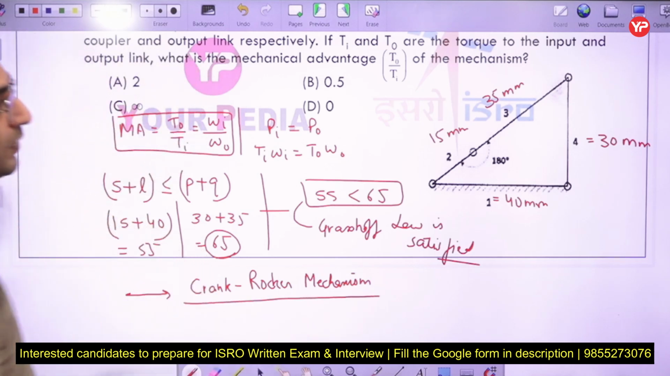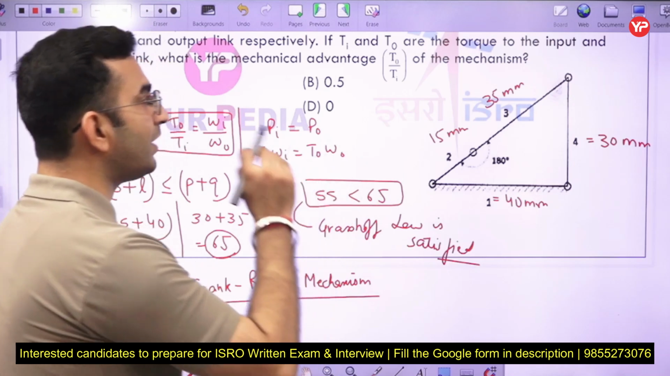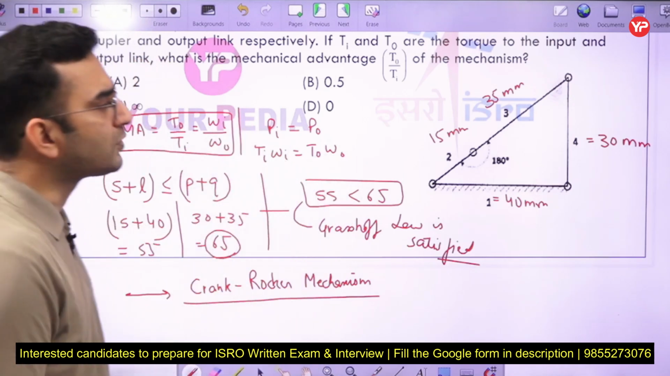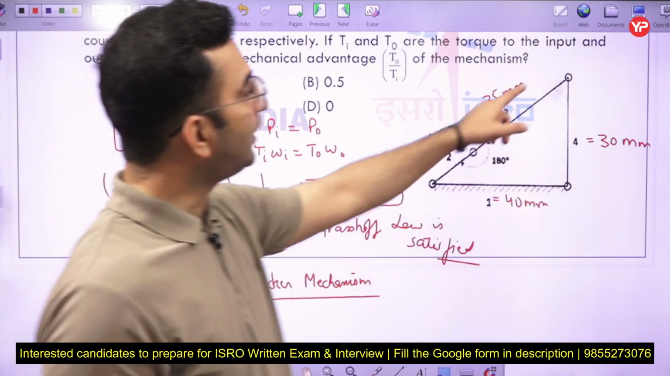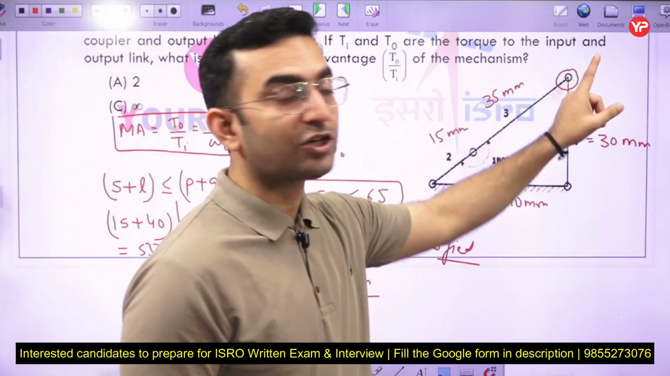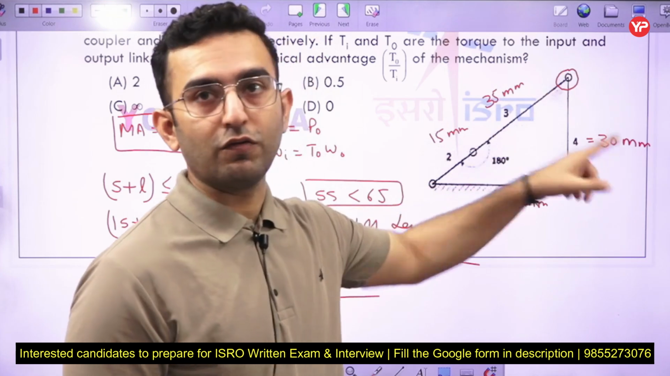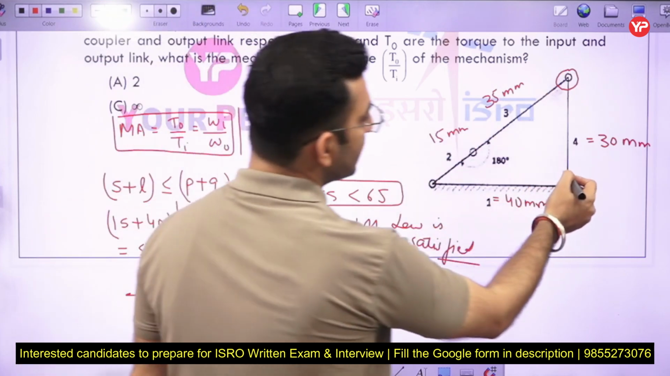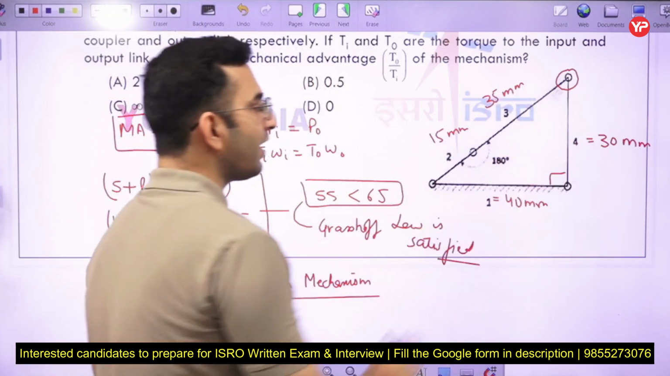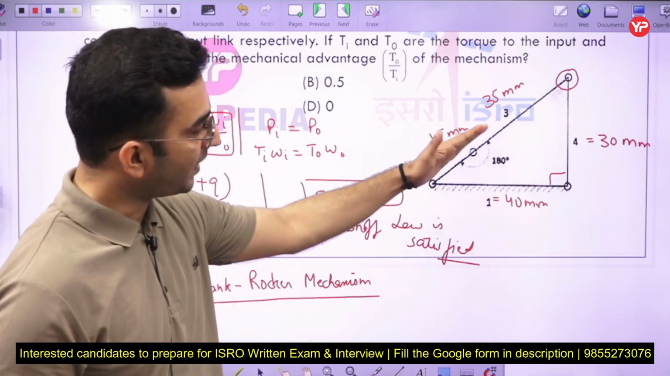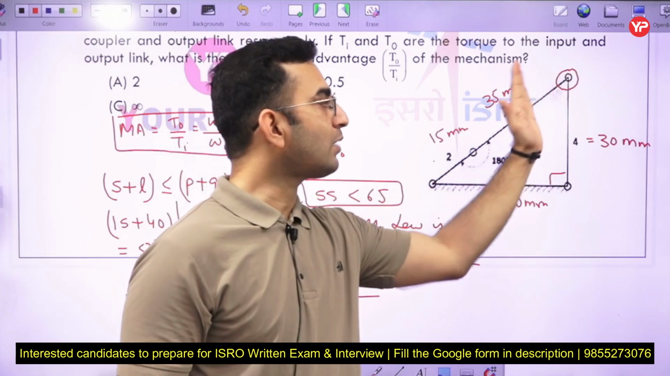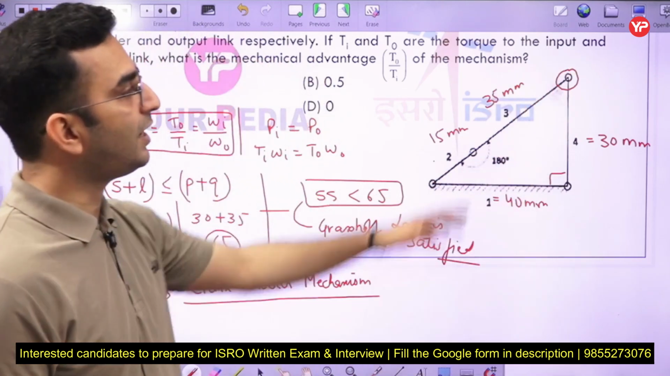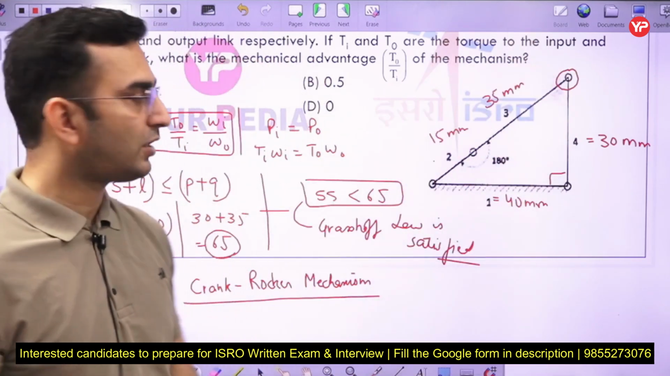Now the next thing is, in this case we want to calculate the value of the mechanical advantage. If you observe the mechanism very carefully, you are going to find that this position is basically representing the extreme position of the output link. Why? Because this is simply a right angle triangle, and as soon as the crank rotates, correspondingly the output link will start moving toward the inner side. So I can say it will be a toggle position, an extreme position.